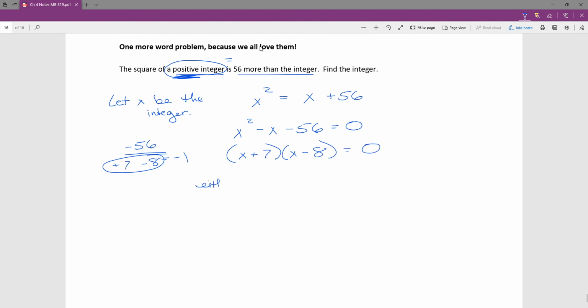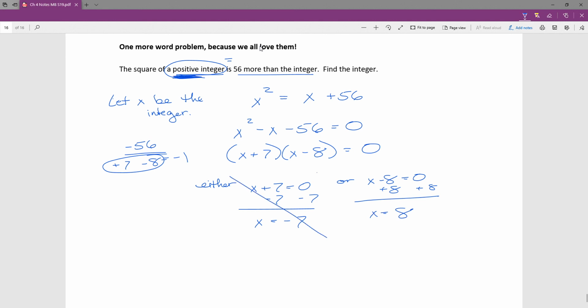I can now apply my zero product principle. So x plus 7 equals 0 or x minus 8. Solving these two little independent questions, I get that x equals -7 or x equals 8. Now again, this one says positive, so I'm going to reject this negative option, and that's my answer. The integer is 8. And you can always double check this to make sure, like put it back into the equation, assuming your equation is right, to double check.